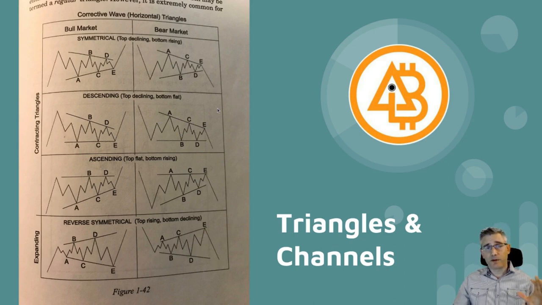The importance of triangles is they tend to continue on in the direction they were coming from. So if the momentum was bullish, once it heads into a triangle, at the very end of the triangle, you can see in this one right here under the bull market symmetrical, it's bouncing back and forth between these trend lines here. And then when it reaches the end of the triangle, it broke out back in the direction it was going.